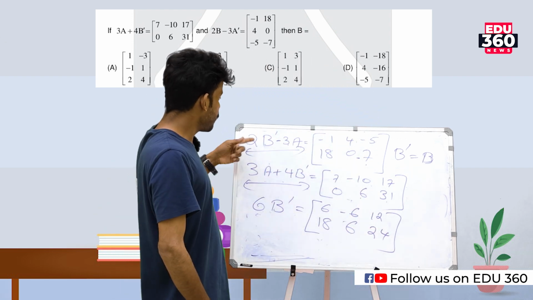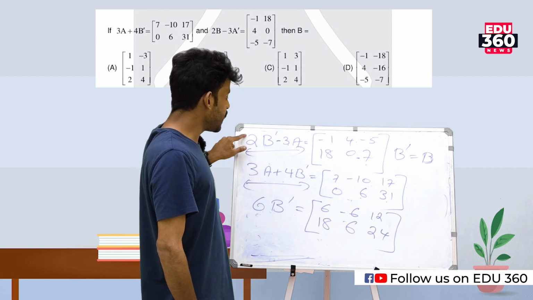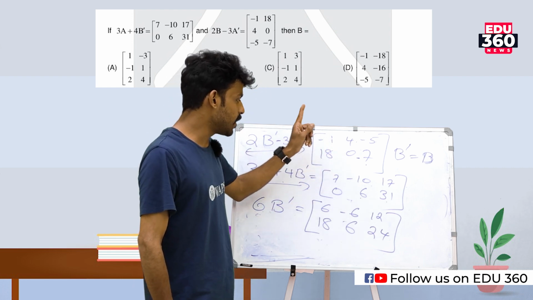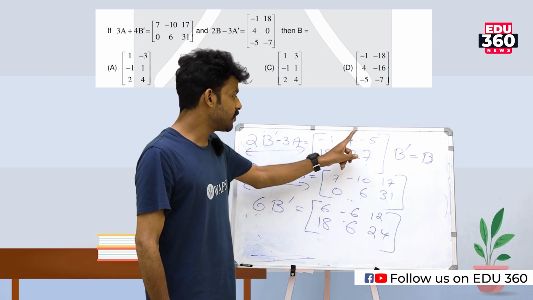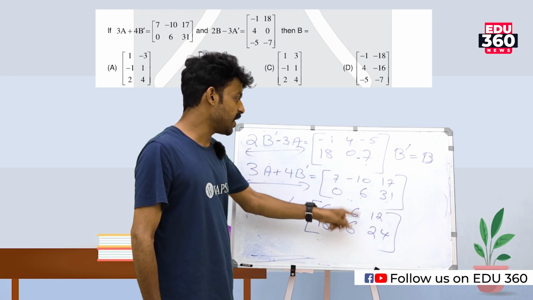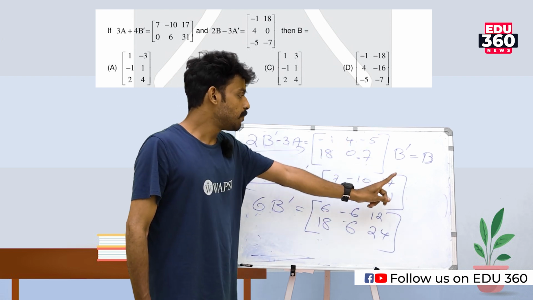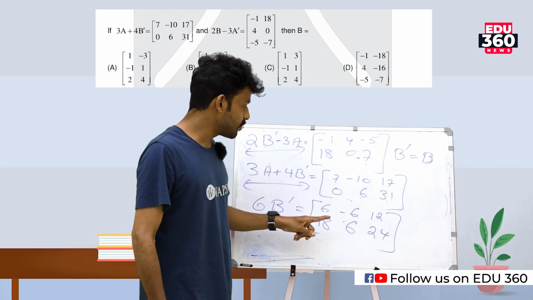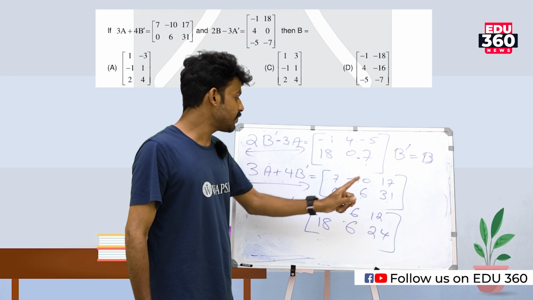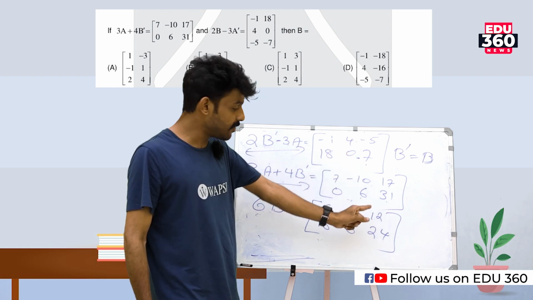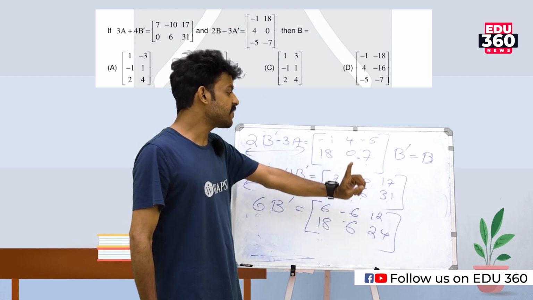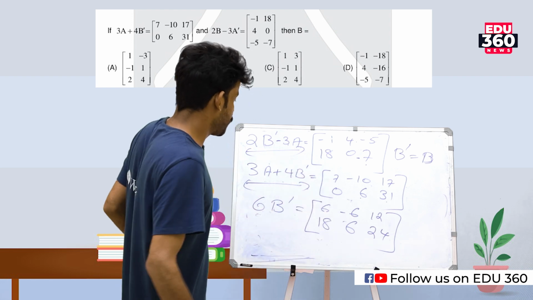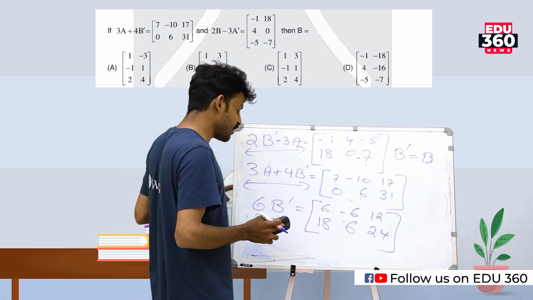Okay, nothing. Just add this because here 2b dash plus 4b dash is equal to 6b dash. So that is minus 1, 7. We got 6 and 4 plus minus 10, minus 6, minus 5. Plus 17, that is 12, and here 18 plus 0, that is 18, and 0 plus 6, the answer is 6, minus 7, 31, that is 24. Okay, so this is the matrix 6b dash.